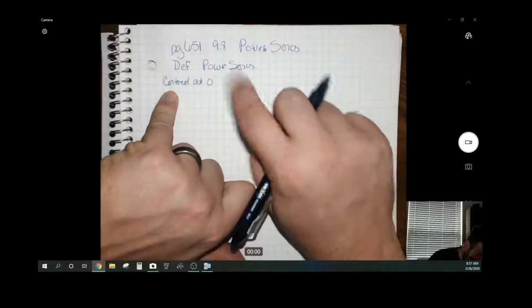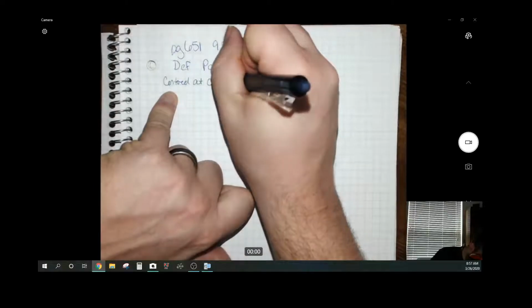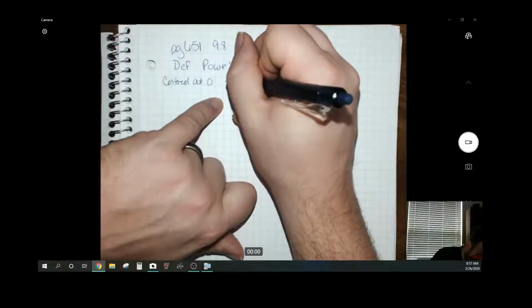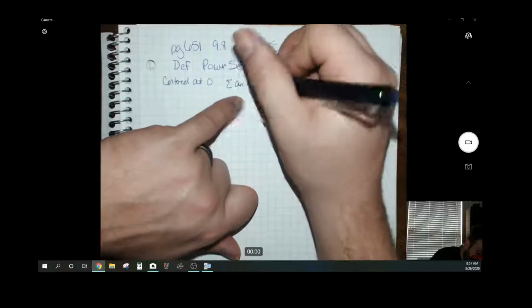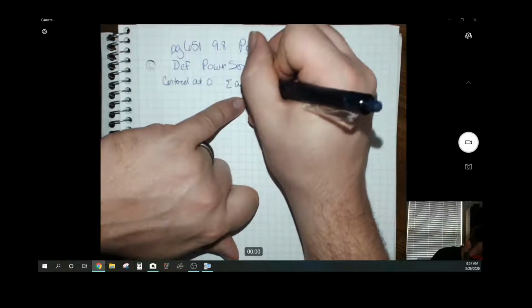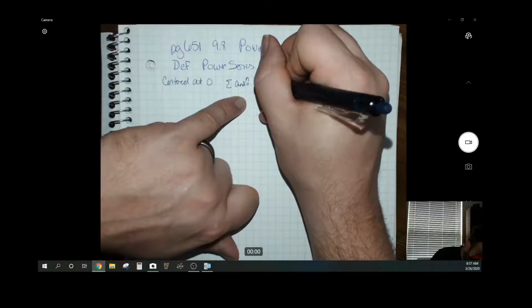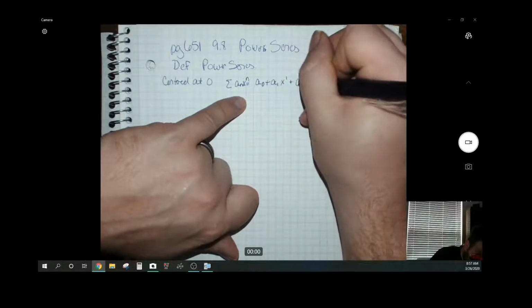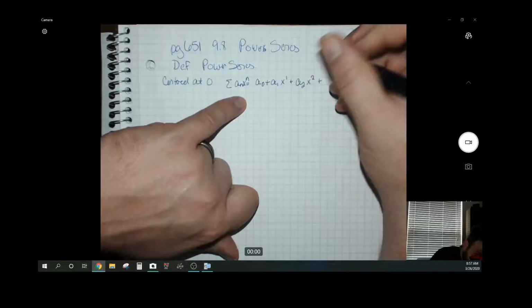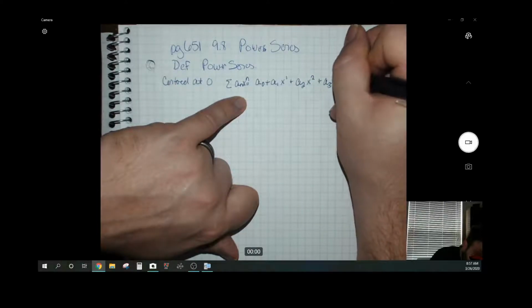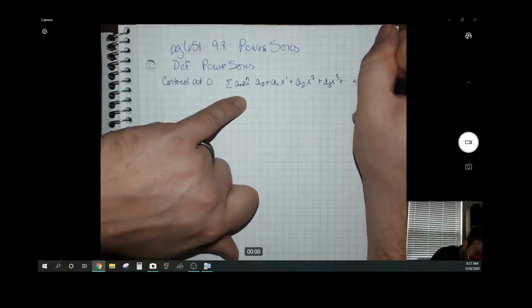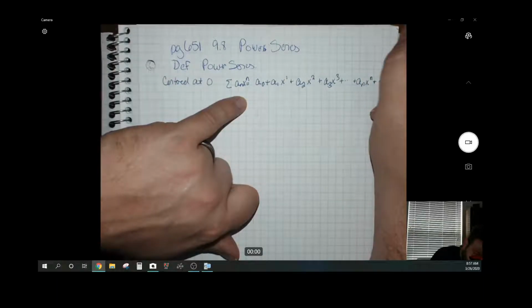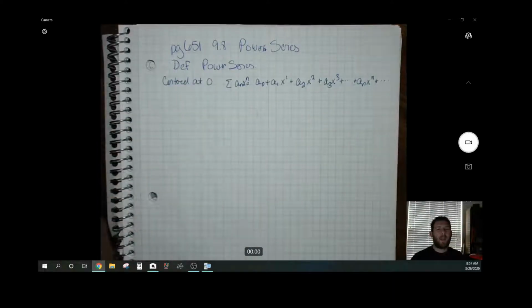Okay, so we're centered at 0. So that means my power series will look something like this. Assume it's from 0 to infinity. So this right here is what we would call a power series centered at 0. This is associated with the Maclaurin.